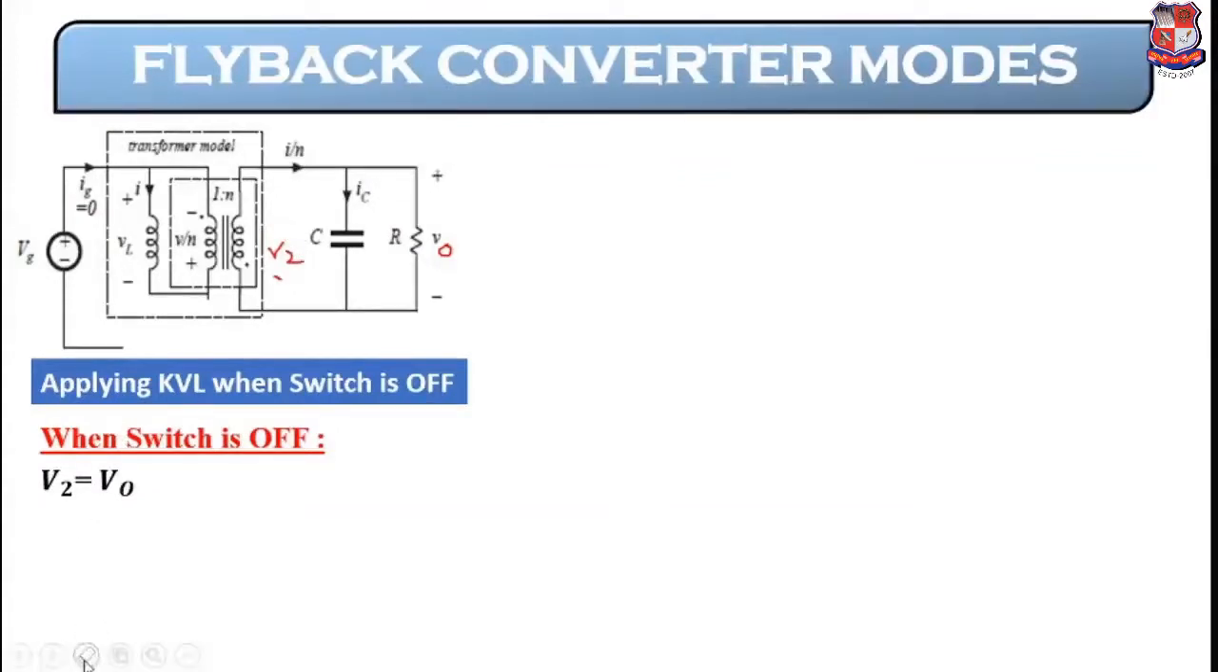In that case V2 is equal to VO. And what about V1? Again we know that the turns ratio V1 by V2 is equal to N1 by N2, but now V2 is equal to VO. So I put the value of V2 as VO, and from this I get the value of V1 again. V1 is equal to minus VO into N1 by N2. So in both cases I have found the values of V1 and V2.